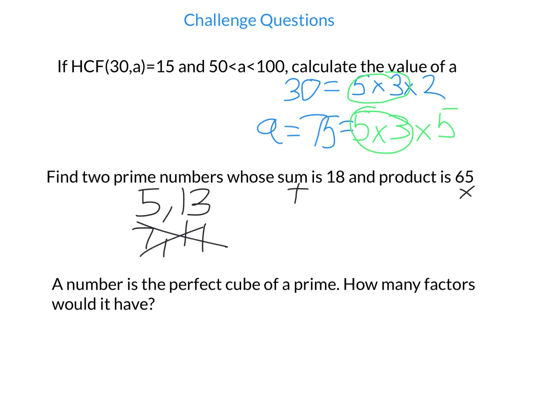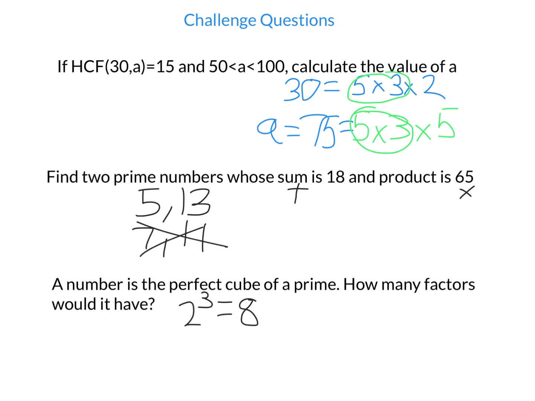All right, let's look at this last question. A number is the perfect cube of a prime. How many factors would it have? So the simplest way to do this would be to choose any prime number and cube it. So 2 cubed is equal to 8. And remember, 2 is a prime. So 8 is the perfect cube of a prime.